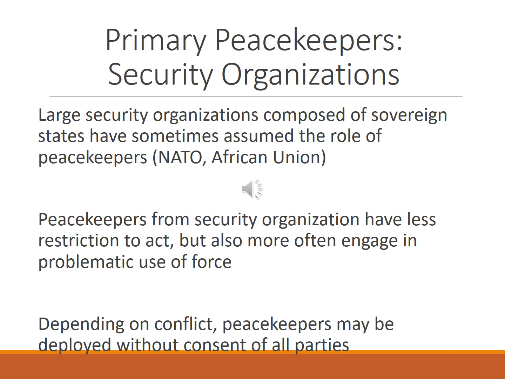Peacekeepers are usually sent by large security organizations like the United Nations, but they're not the only example of a security organization that will send peacekeepers. NATO sent peacekeepers to Kosovo in 1999. Regional security organizations will sometimes send peacekeepers to conflict areas within their specific region. So the African Union has sent peacekeepers to parts of Africa where conflict has broken out and an attempt has been made to create some kind of stability there.